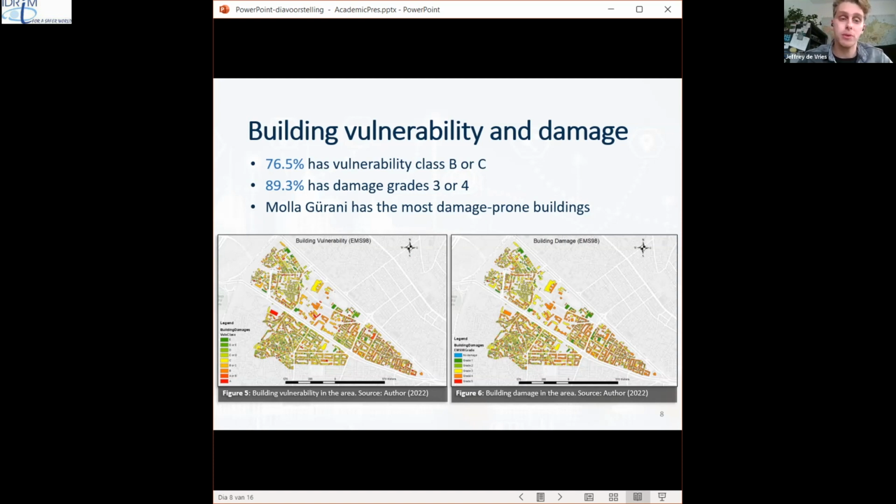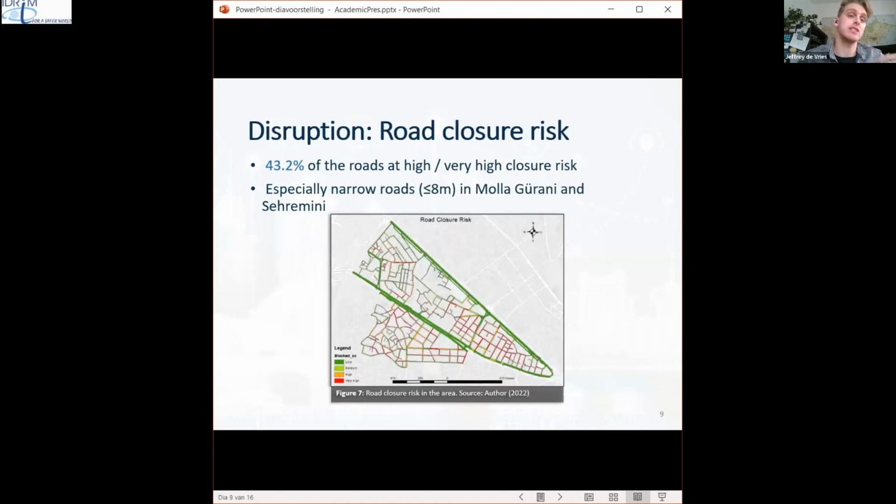The most damage prone buildings are again located here in Molakarani, which you can see from the lot of orange coloring that is shown in the map. And they mainly consist of masonry type buildings. Such buildings can, of course, cause debris when they are being damaged, and that might end up on the road. So that's why I did an additional road closure analysis.